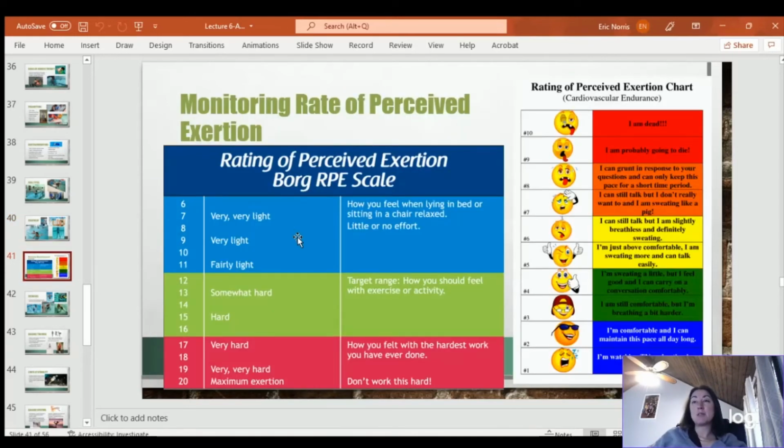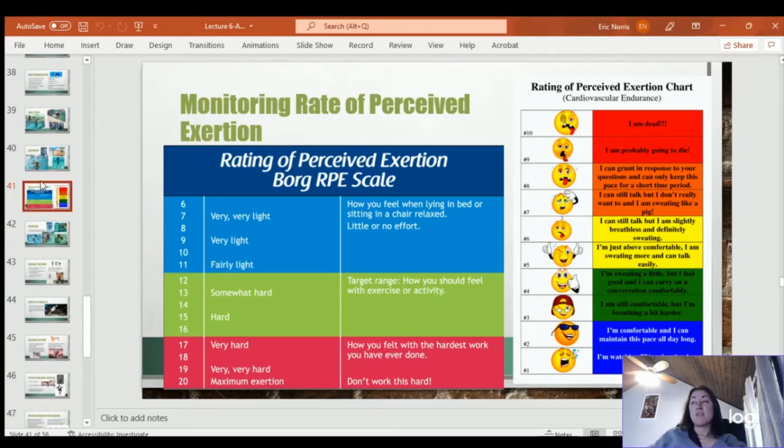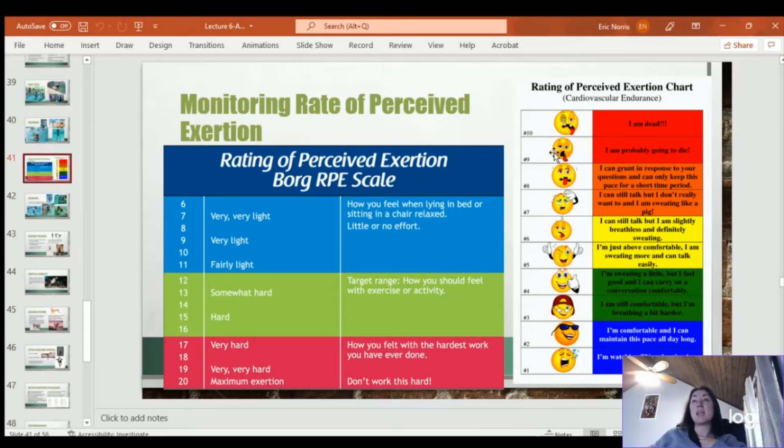Here is how we monitor the rate of perceived exertion. I prefer the 1 to 10 scale, and I also prefer one that has the pictures on it, because a lot of people have a really hard time giving you a number on the 6 to 20 scale, and they have a hard time just picturing it in their head. So one with pictures is ideal, and a lot of times in places that have aquatic therapy, they'll have something like this hanging on the wall, and they'll ask the patient throughout, what number are you now?